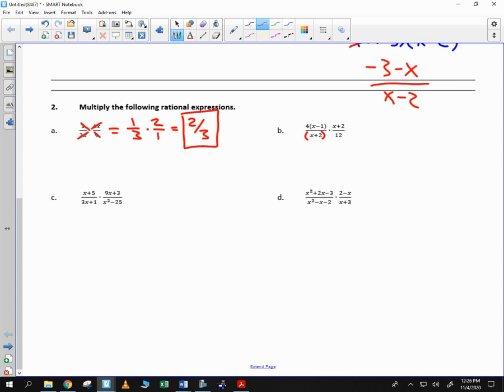Notice that the x plus 2's will cancel. And then the 4 over 12 reduces to 1/3. So I get x minus 1 over 3.